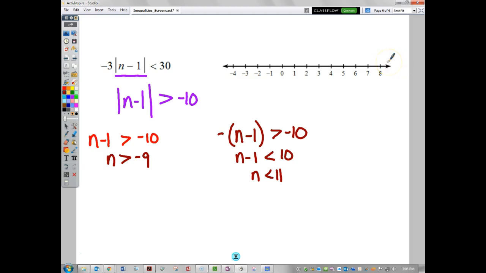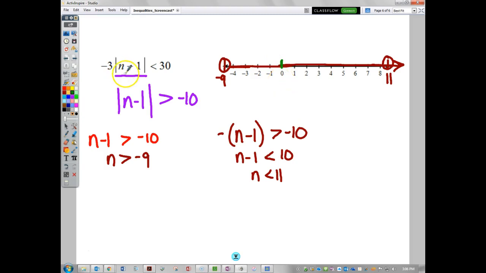Okay, it's not on the graph. That must mean something. So there's 11 with an open circle. And then n must be greater than negative 9. Well, there's negative 9. The open circle must be greater than. Are they really going to meet in the middle? Something doesn't seem right. If you ever have doubts, you should pick a point that's in your solution set and check it. Let's try 0.